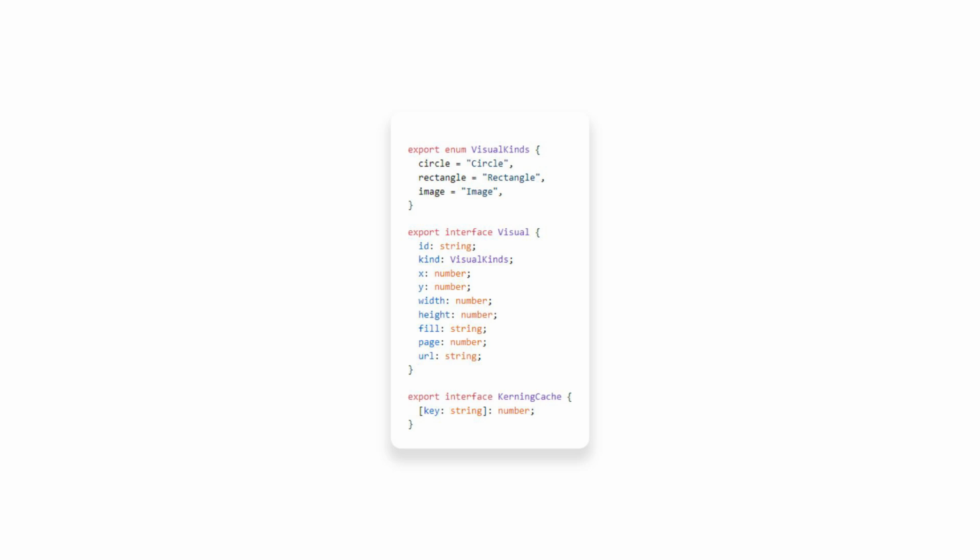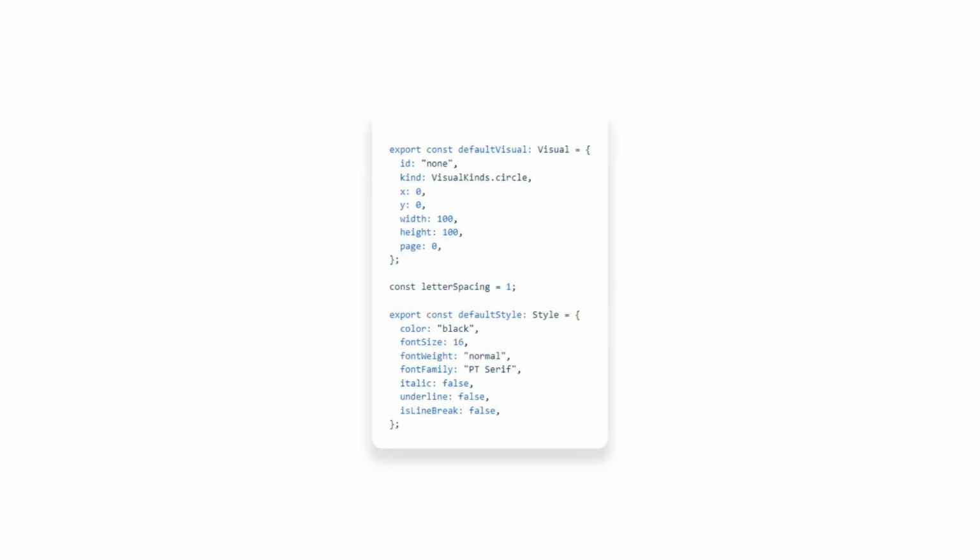3. Kerning cache, an interface serving as a cache for kerning values, which are adjustments to space between characters. It uses a string as a key, possibly a character pair, and returns a number representing the kerning adjustment. These definitions enable structured representation and management of visual elements and kerning in the editor's layout and rendering logic.